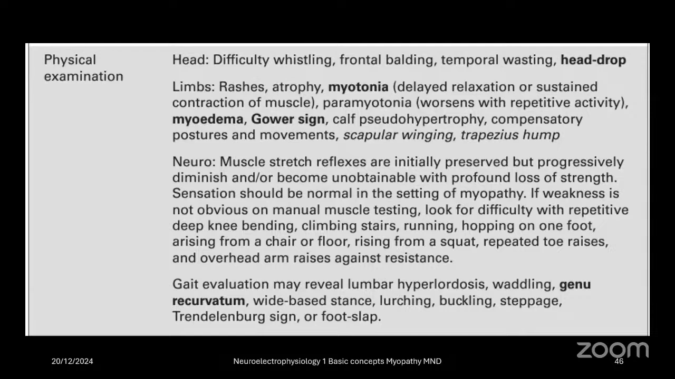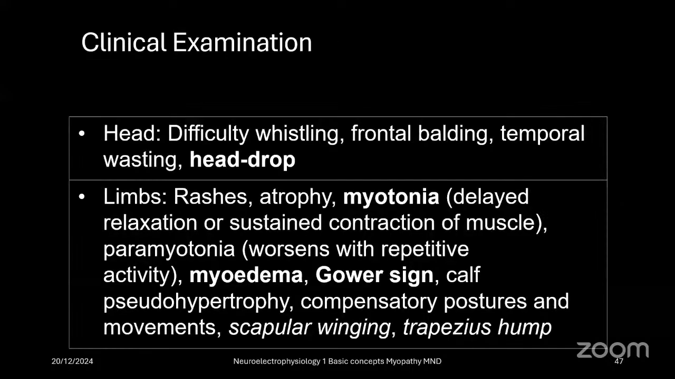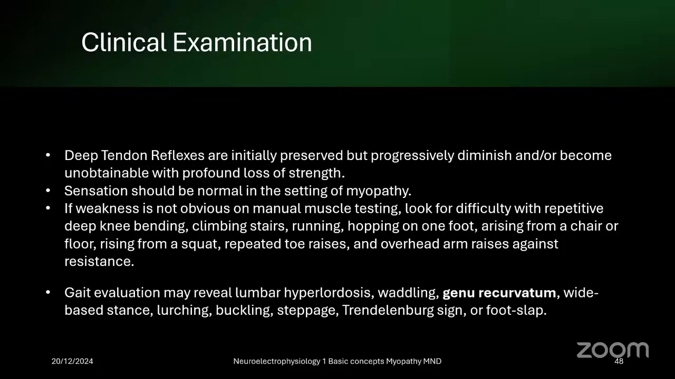Gait evaluation may reveal lumbar hyperlordosis, waddling gait, recurvatum, wide base stance, lurching, buckling, steppage, Trendelenburg sign, or footdrop. So these are the examination findings the resident has to know before you set up the study. So this we have already said.